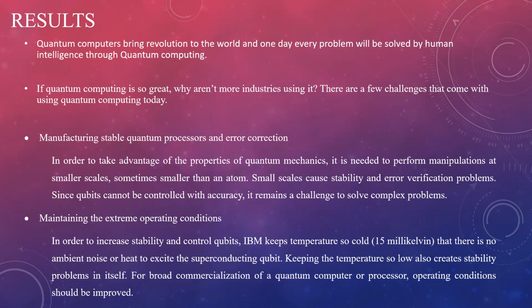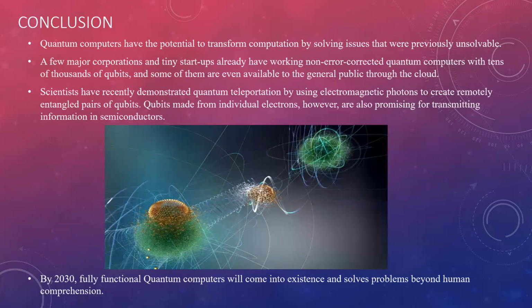The next problem faced by quantum computers is maintaining the extreme operating conditions. In order to increase stability and control qubits, IBM keeps the temperature very cold, at 15 millikelvin, so there is no ambient noise or heat to disturb the superconducting qubits. Keeping the temperature so low also creates stability problems in itself. For broad commercialization of quantum computers, the processor operating conditions should be improved.